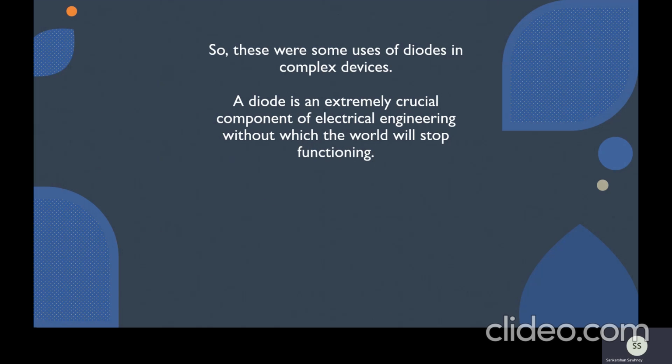These were some uses of diodes in complex devices. As you can see, the diode is an extremely crucial component of electrical engineering, without which this world would almost stop working, as it is used everywhere from mobile phones to laptops to chargers, etc.